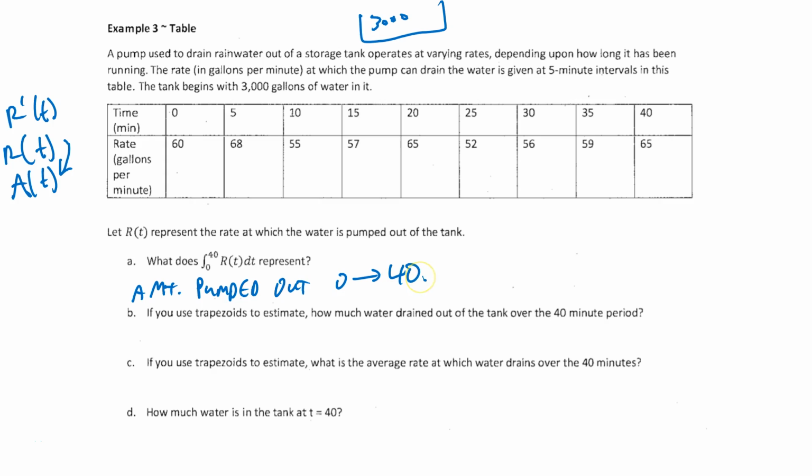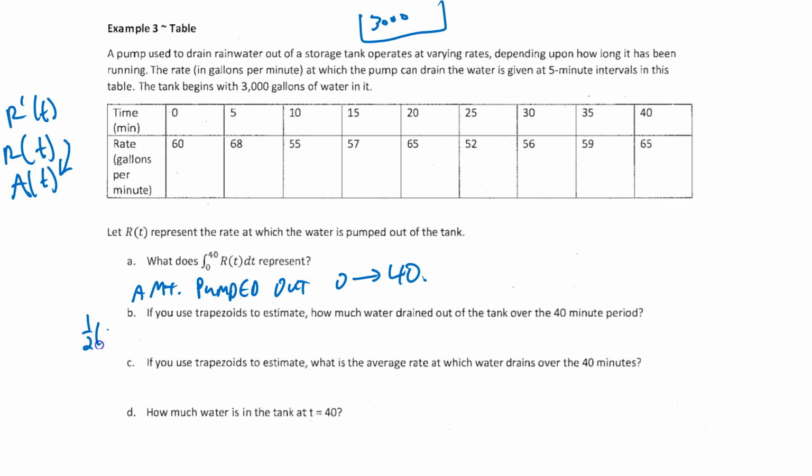So if we figure out what that value is, that would actually tell us how much water has come out of the tank, subtract it from 3,000, and we would know how much is left. I think we're going to have to do that in letter D. So now they ask us to use trapezoids to estimate how much water has drained out of the tank in the 40-minute period. So you remember our trapezoids, we could do each one.